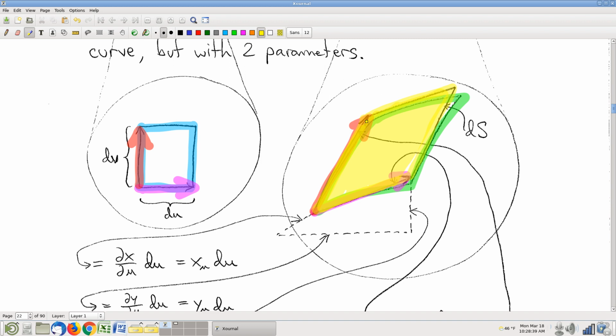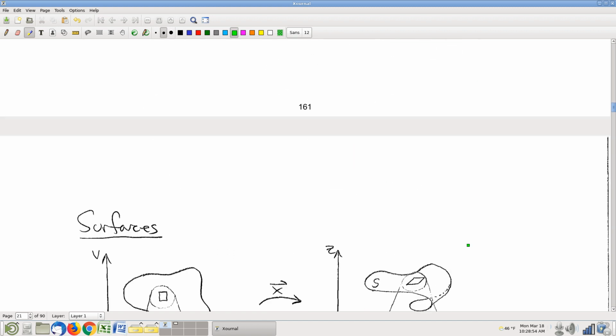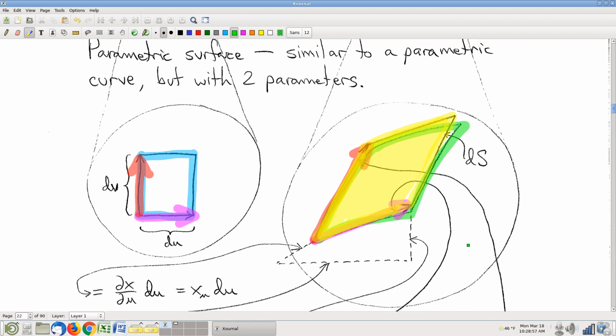That yellow parallelogram is not exactly the same as the actual piece of surface, which of course is curved. But in the same way that this vector here does a good job of approximating this piece of curve, even though the piece of curve is actually a curve, likewise we expect that this yellow parallelogram is going to help us, at least in approximation, understand that green piece of surface. In particular, the area of that yellow parallelogram is going to be our approximation of that green area.